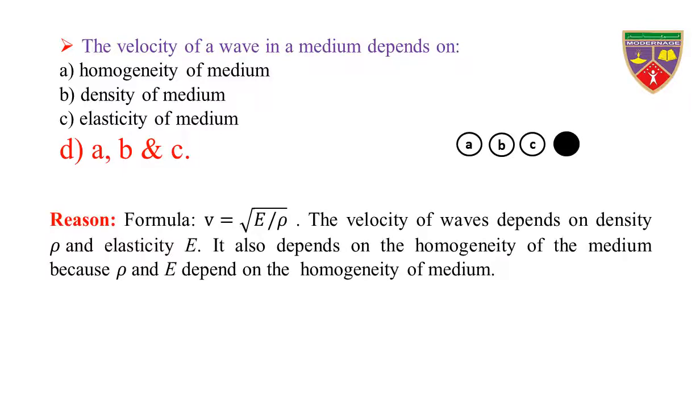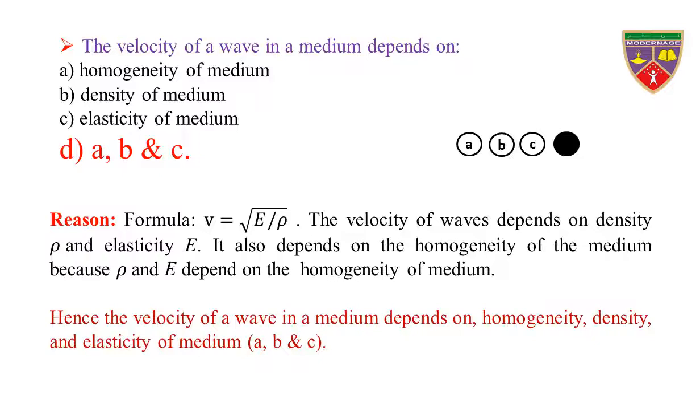Reason. Formula: V is equal to square root of E divided by rho. The velocity of waves depends on density and elasticity E. It also depends on the homogeneity of the medium because rho and E depend on the homogeneity of the medium. Hence, the velocity of a wave in a medium depends on homogeneity, density, and elasticity of the medium. Option D, A, B, and C.